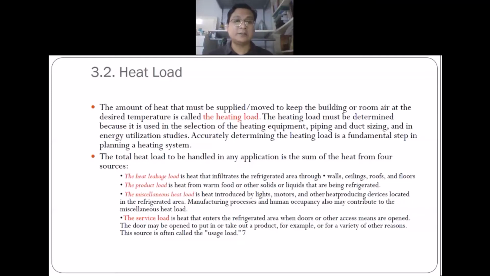It is heat introduced by light, motor, and other heat producing devices located in the refrigerated area. Manufacturing process and human occupancy also may contribute to the miscellaneous heat load. So miscellaneous heat load means it comes from varied sources. Can be something, can be a pet. Pet also produces heat. Can be human, can be machinery process.